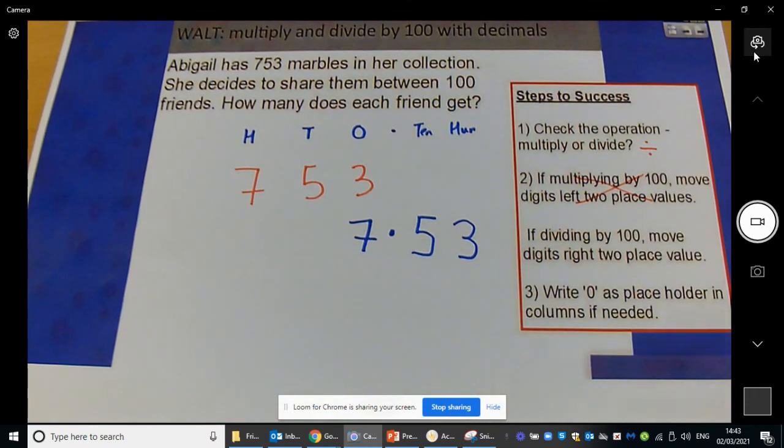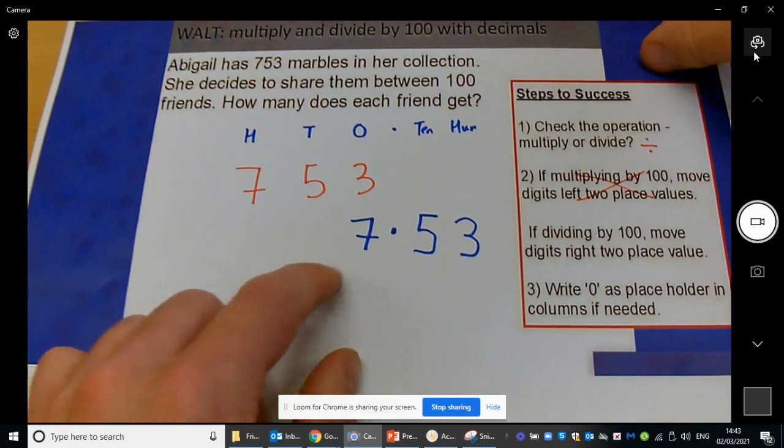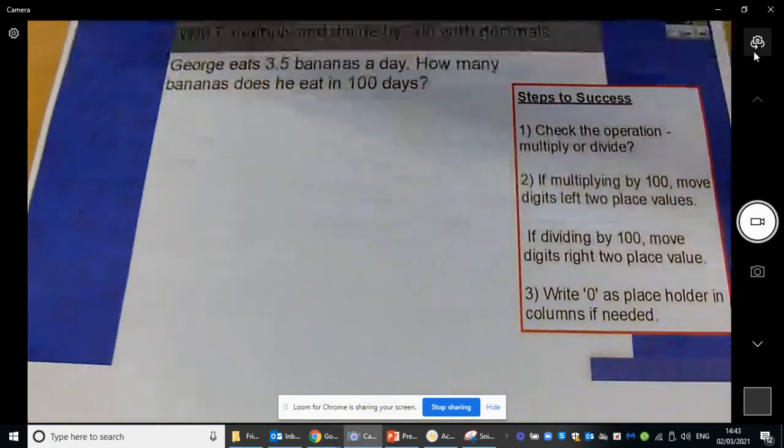Don't know how she's going to split those marbles up like that. She'll have to crack them in two, I suppose. So 7.53 marbles.